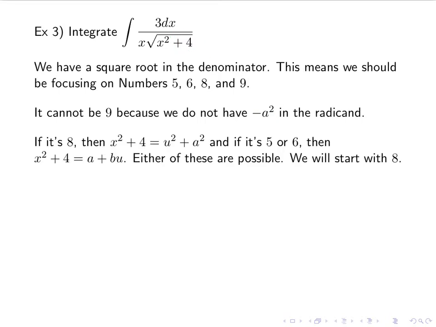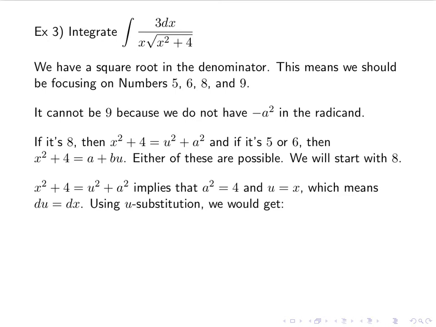If it's 8, then our radicand, x squared plus 4, is u squared plus a squared. But if it's 5 or 6, then our radicand is a plus bu. Either of these are possible. Again, just because we have x squared doesn't mean that that's equal to u squared. X squared could just as easily be bu. Okay, so you want to make sure that you're keeping all these possibilities until you've actually eliminated them. So we're going to start with number 8, the one that looks like it's probably that one, and we'll go from there.